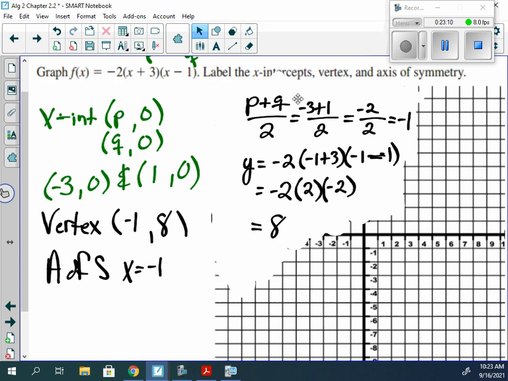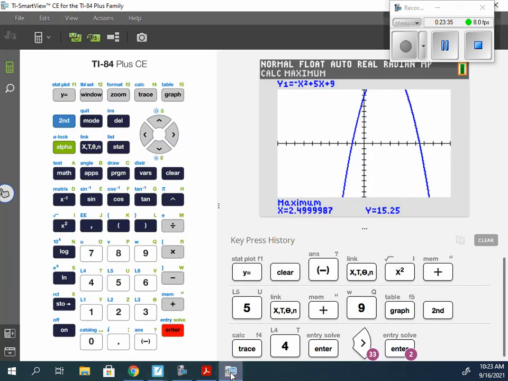The axis of symmetry is x is equal to negative 1. And our x-intercepts are at the points negative 3, 0 and 1, 0. So the x-intercepts are at negative 3, 0 and 1, 0. The vertex is at negative 1, 8. And the axis of symmetry is at x equals negative 1. And that's it.